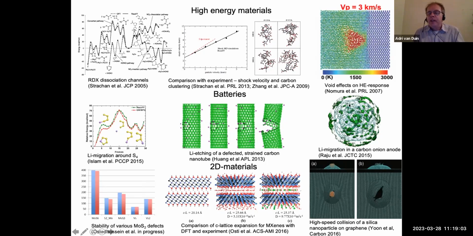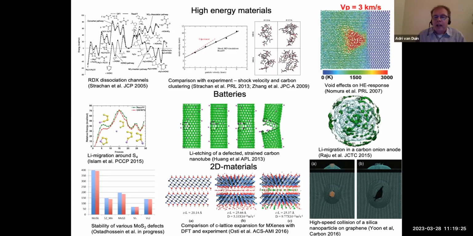And so this is now something that you can do with ReaxFF for realistic anode materials, where you can use, for example, this type of carbon onion anode, and we can simulate, the lithium is in green here. We can simulate the physical diffusion, but also can see how the carbon network rearranges itself during charge-discharge cycles.